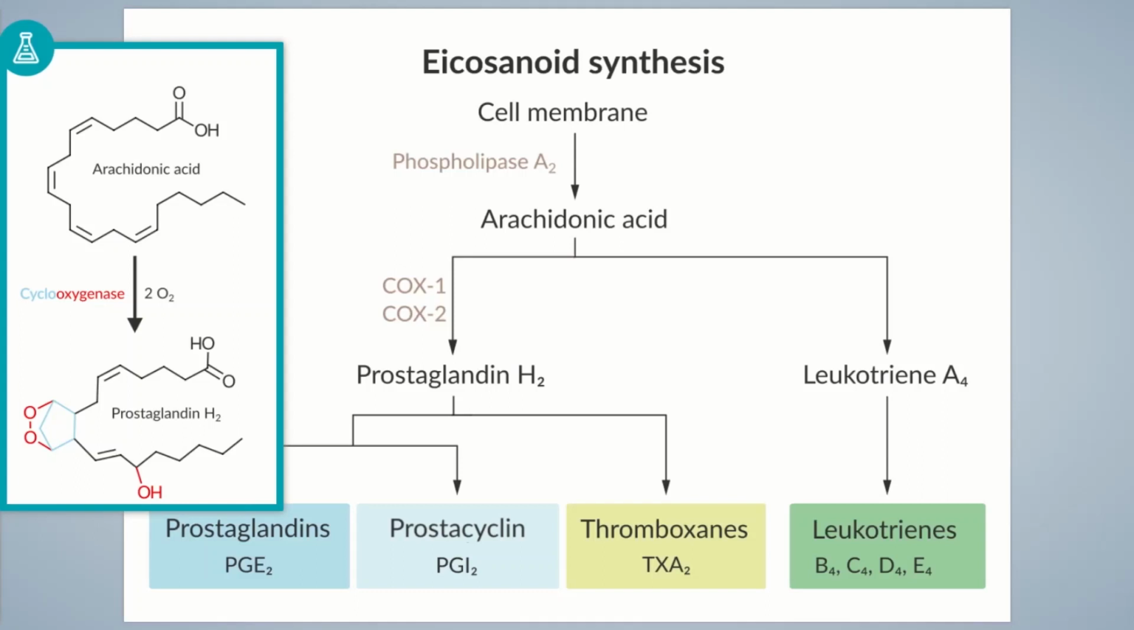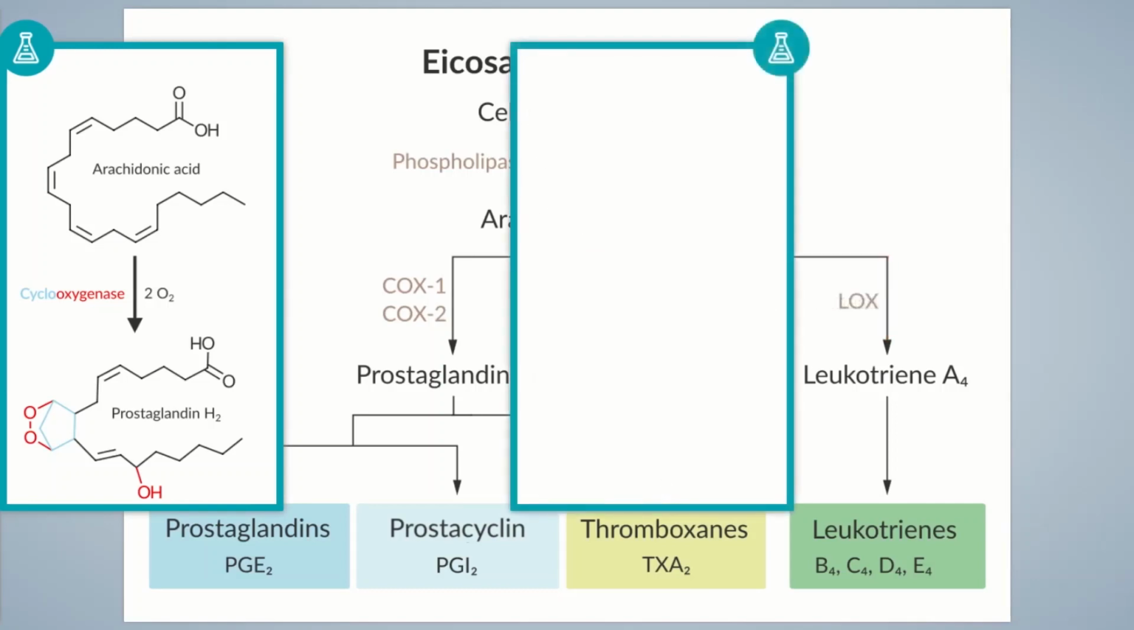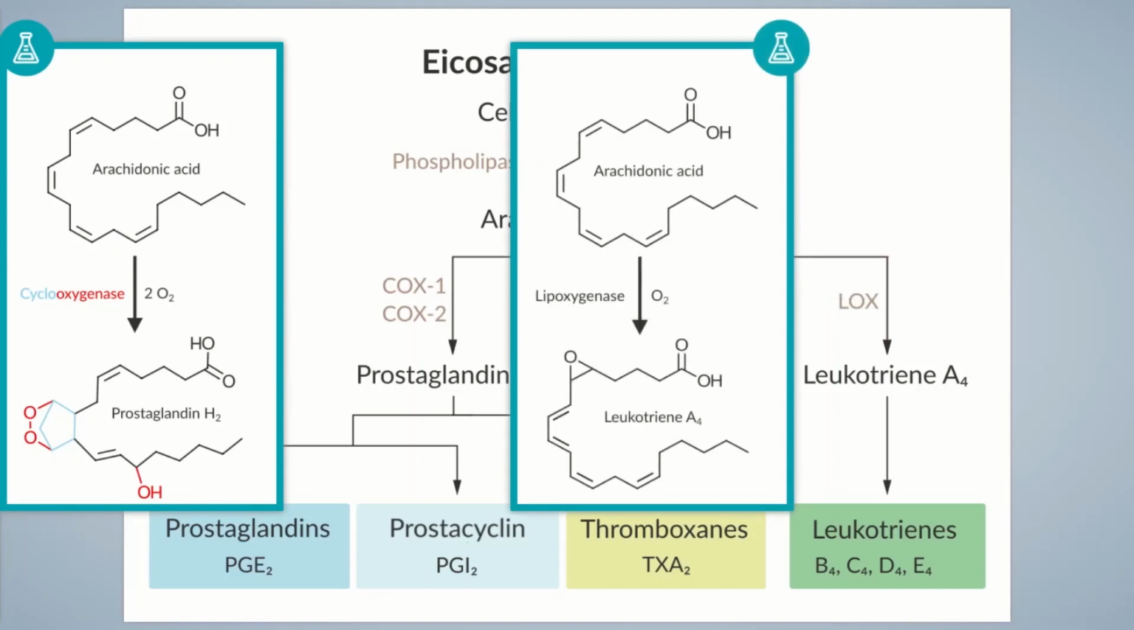In analogy to the left side of this image, there's also an oxygenase present on the right side of the image that uses arachidonic acid as a substrate. The enzyme is lipoxygenase, in short, LOX. Let's also look at this reaction in detail. Lipoxygenase catalyzes the reaction of arachidonic acid to leukotriene A4. The name lipoxygenase indicates that the enzyme is capable of oxygenating fatty acids or lipids.